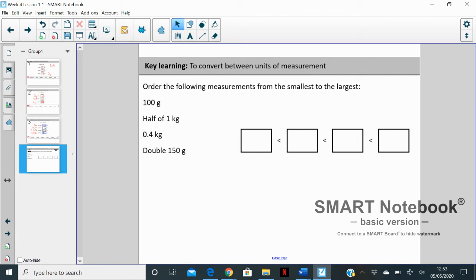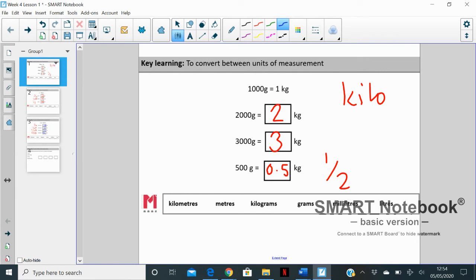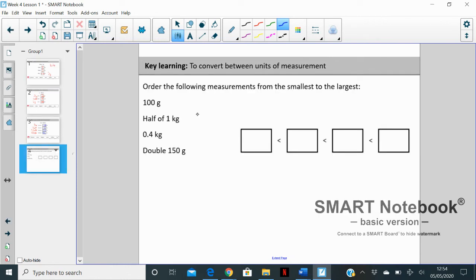Now we can't order them at the moment because they're all in different units. Some are grams, some are kilograms. So firstly, we need to put them into the same unit of measurement. I'm going to put them all into grams. So we start with 100 grams. That's already in grams. I don't need to change that. The next one is half of 1 kilogram. Now I remember that 1 kilogram is 1000 grams. So half of a kilogram is half of 1000, and that's going to be 500 grams.